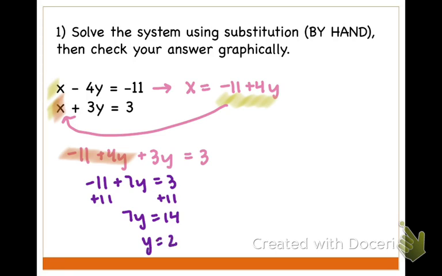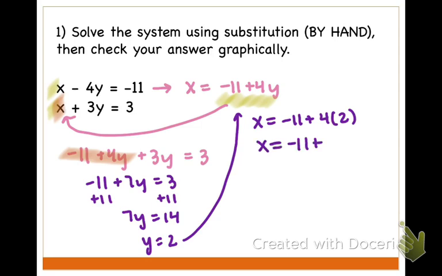And the last thing I need to do is take that and plug it back in. And I can plug it into any of my equations. I usually like to plug it back into the one that's solved for x, because then I don't have to do any adding or subtracting to two sides. But you can plug it into any of the equations and you should get the same thing. So here I'd get x equals negative 11 plus 4 times 2, or x equals negative 11 plus 8. So x equals negative 3.